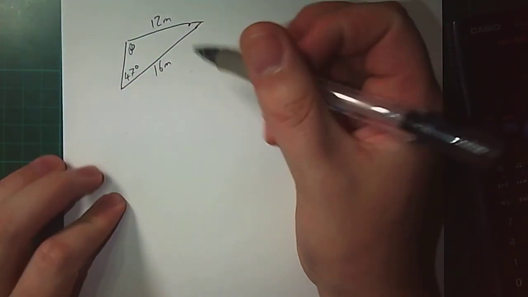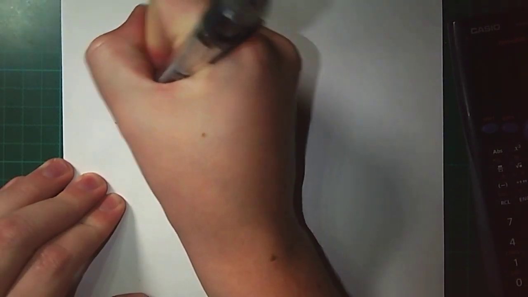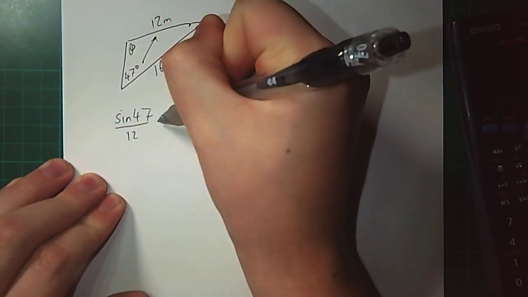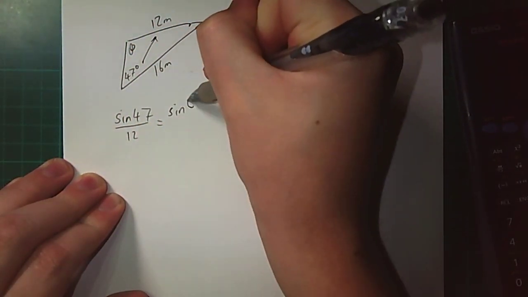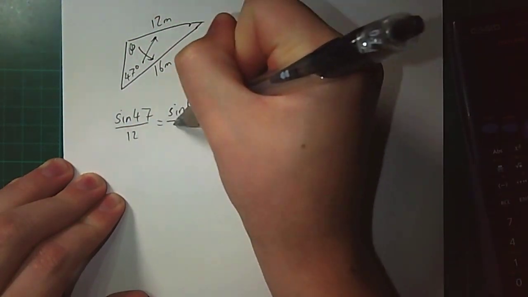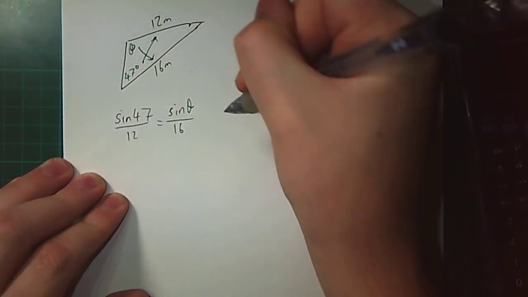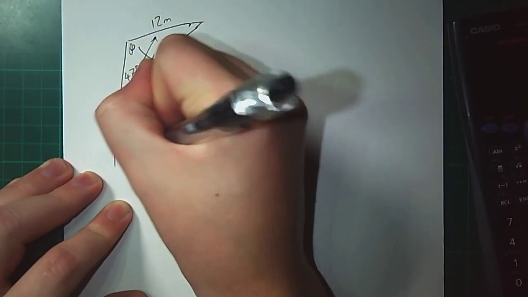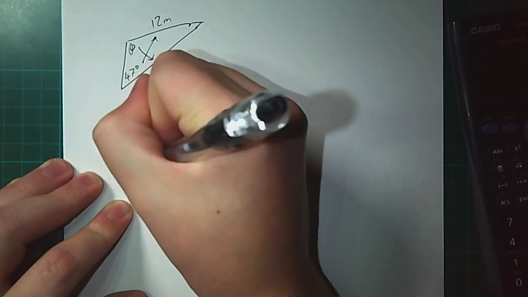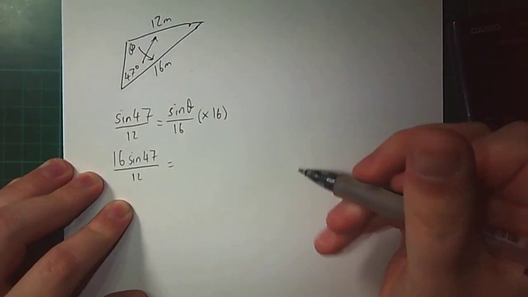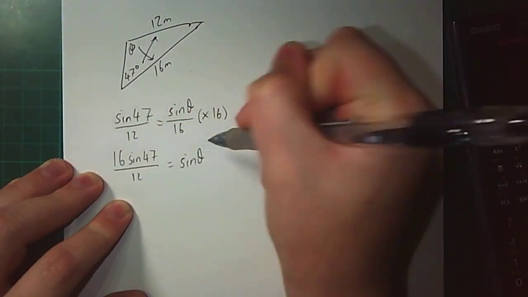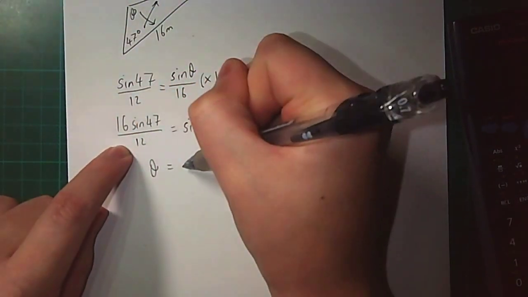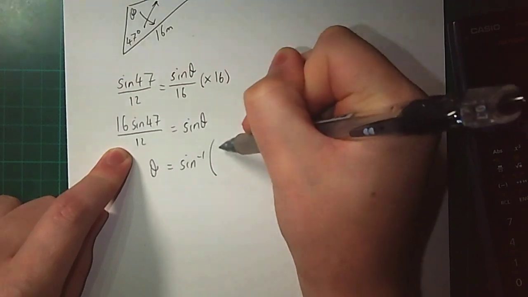So here we're finding an angle, so we know that we need to have our angles on top. So I'm going to do sine of 47, and that's going to be over 12. I'm going to set that equal to sine of theta, which is going to be over 16. We want to get sine theta on its own, so we're going to multiply both sides by 16. So we're going to have 16 sine 47 over 12, and that is going to be equal to sine theta. Now we want to get theta, so we're going to type in all of this with our shift sine because we're finding an angle.